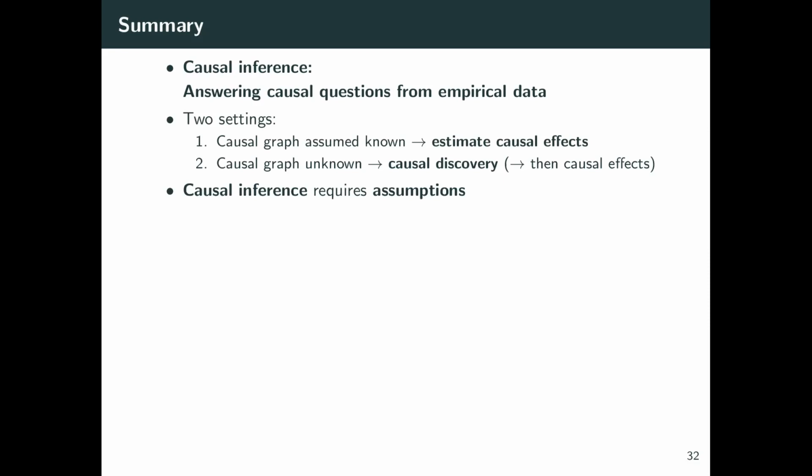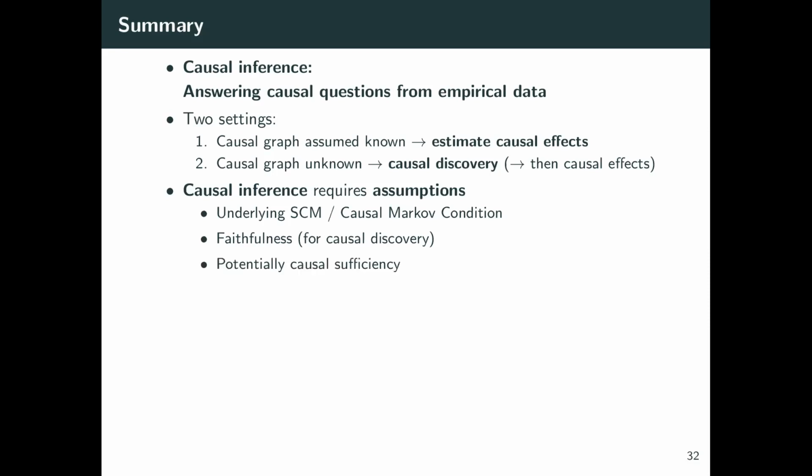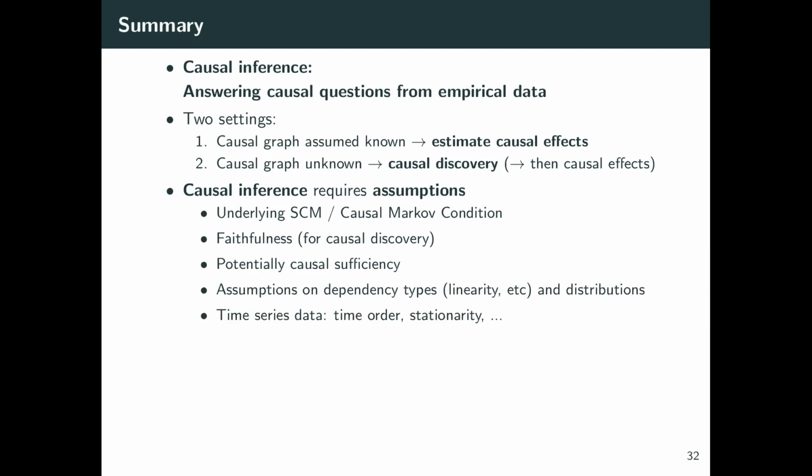These methods are all based on assumptions, and the one being that we assume that there's an underlying structural causal model or the Markov condition. If we do causal discovery, we require things such as the faithfulness assumption. Maybe if we know that our data set is kind of complete, we may assume causal sufficiency. And we may make additional assumptions on dependency types like linearity and so on, and that will then give rise to which particular model we fit in the causal effects part, and which, for example, independence tests or which other models we use for learning the graph.